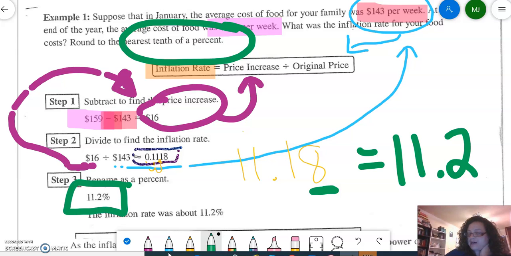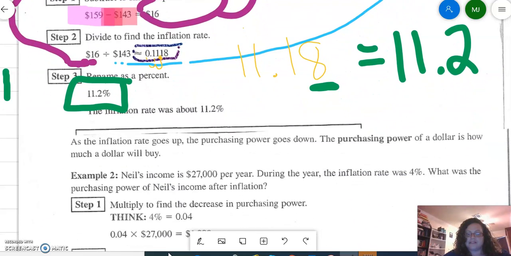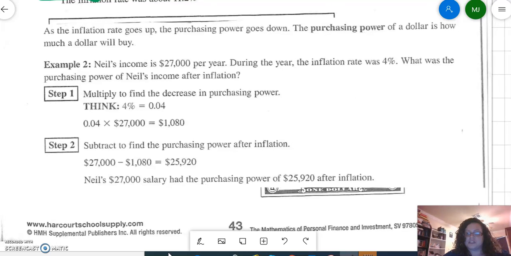Okay, so that is how you find the inflation rate. You can watch that part again if you want to go over it again more slowly. You're more than welcome to watch that as many times as you want. What I'm going to do now is go to the second example: now that we know how to find inflation rate, how to find the purchasing power.